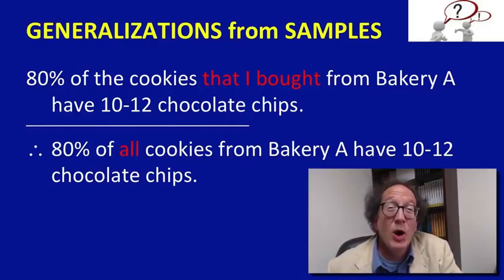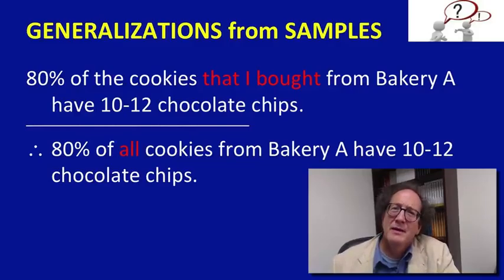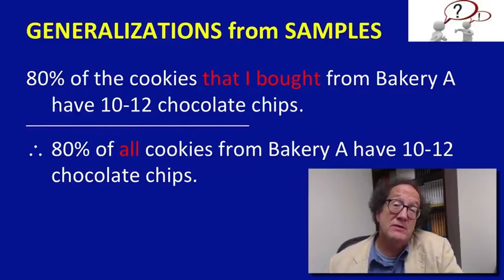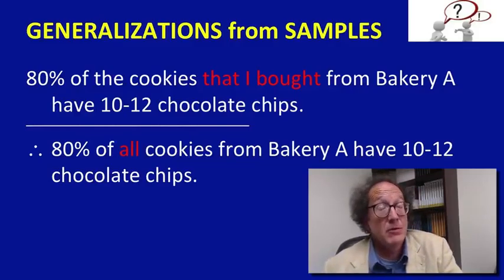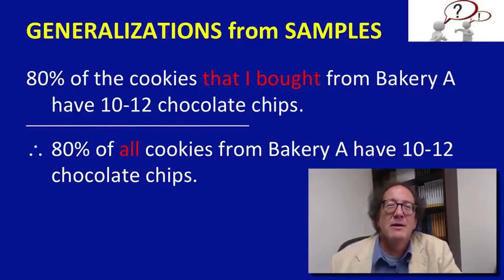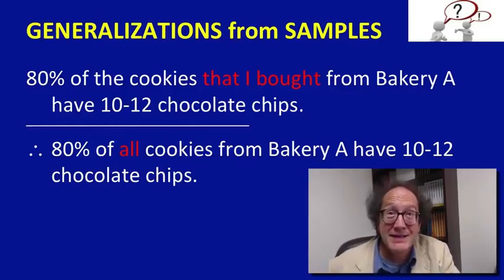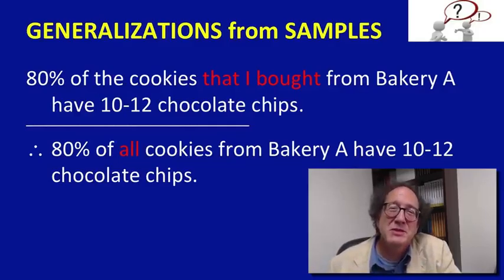Well, I told the guy behind the counter that I was doing this survey to figure out where I was going to buy my chocolate chip cookies. So if he wants me to buy chocolate chip cookies from his cookie shop, from his bakery, then he's going to look in the counter for the 10 cookies that look like they have about 10 to 12 chips in them. So it might be no surprise that 80% of the cookies that I sampled have 10 to 12 chips because he picked out the ones that did.